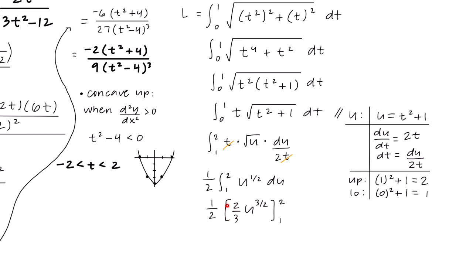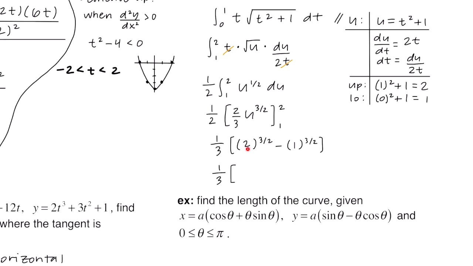One more thing, I'm going to bring this 2/3 to the front so that the 2's cancel and you just have 1/3. And then we plug in 2 minus plugging in 1. And then right here, this is 2 to the 3/2. So I'm going to rewrite this as the square root, and then it's going to be 2 cubed. So I'm just going to write that out.